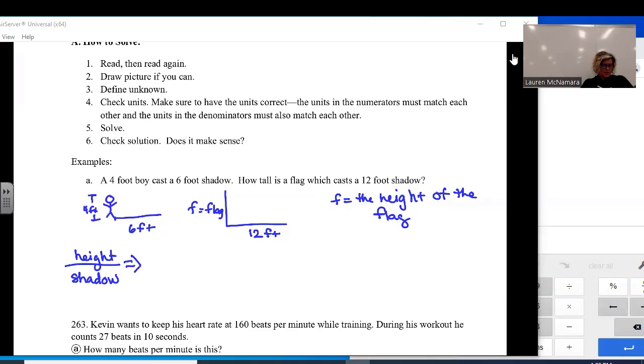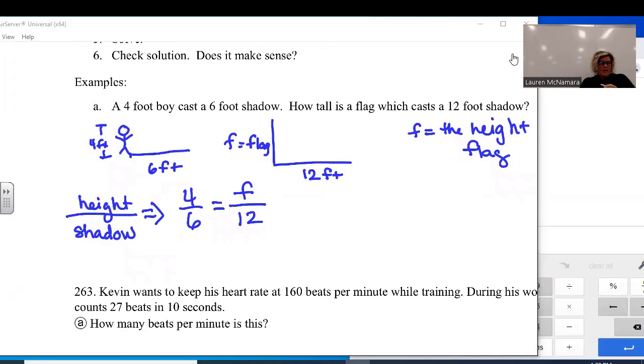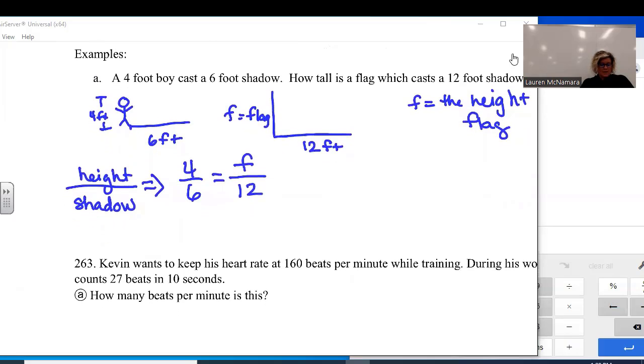So my first fraction is 4 divided by 6. Could you reduce that? You actually could. I'm not going to worry about it right now. Equals F divided by 12. Do you see how my heights are both in the numerator and my shadows are both in the denominator? Now I have a proportion. How do I solve a proportion? Cross multiply. Absolutely.